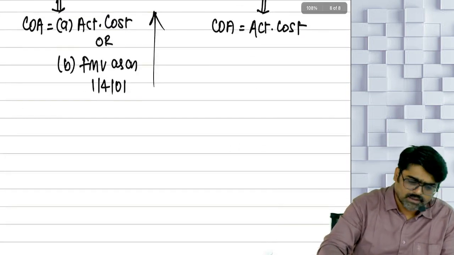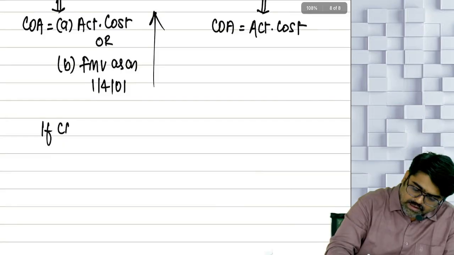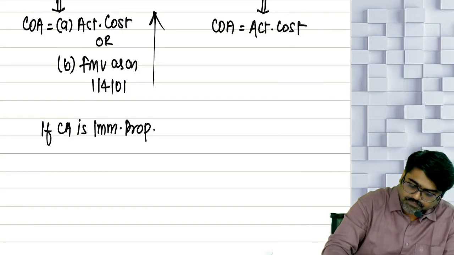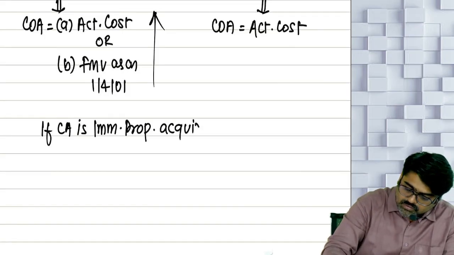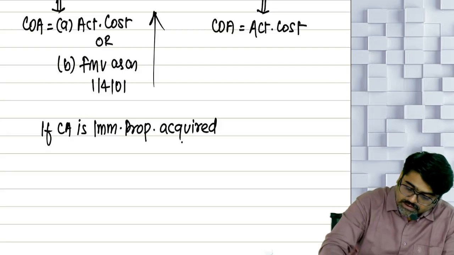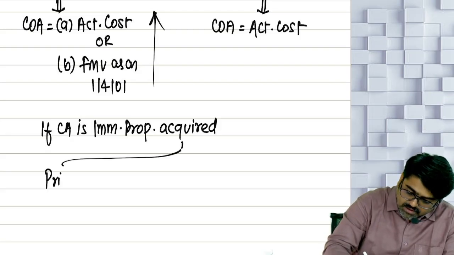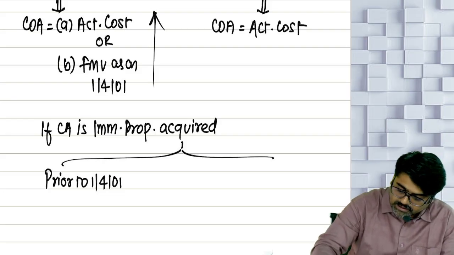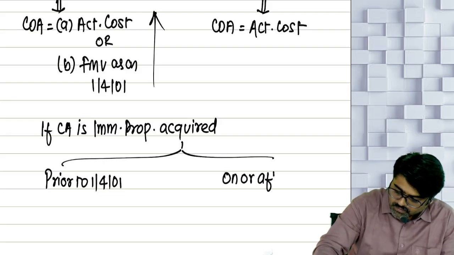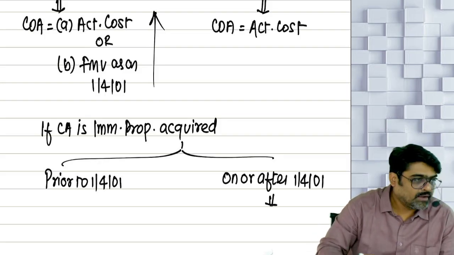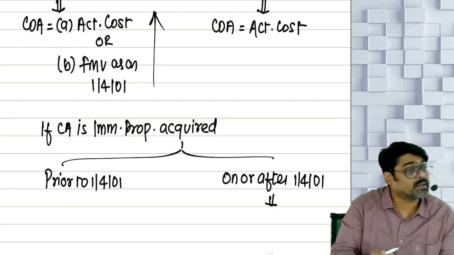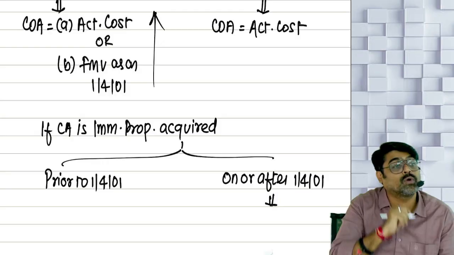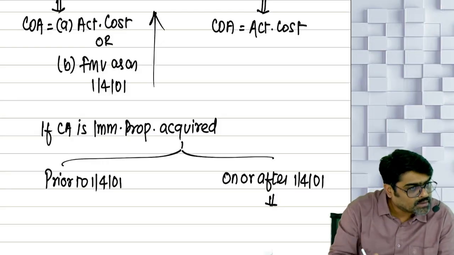Let's take an example that, for example, if the capital asset is immovable property, and which was acquired. When was it acquired, sir? Can it be acquired prior to 1st April 2001? Yes, sir. Can it be acquired on or after 1st April 2001? Yes, sir. So if you are transferring an immovable property right now, but that immovable property you acquired, when did you acquire? On or after 1st April 2001?